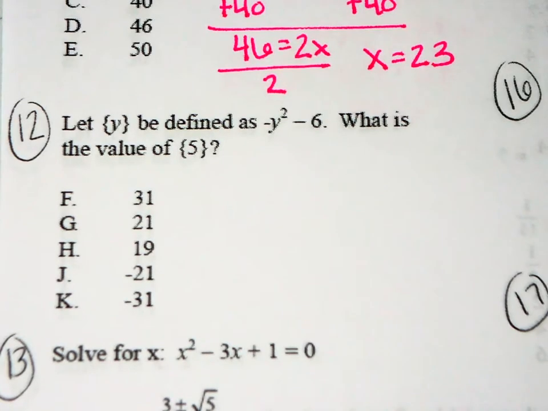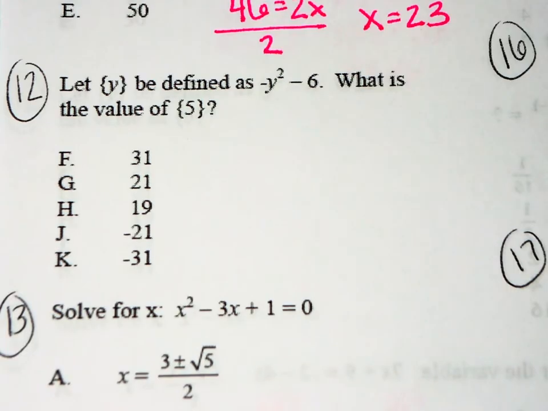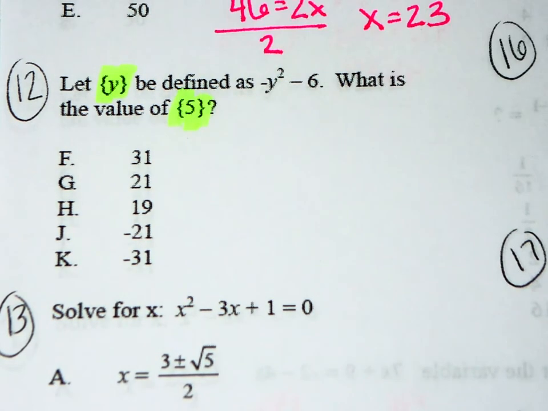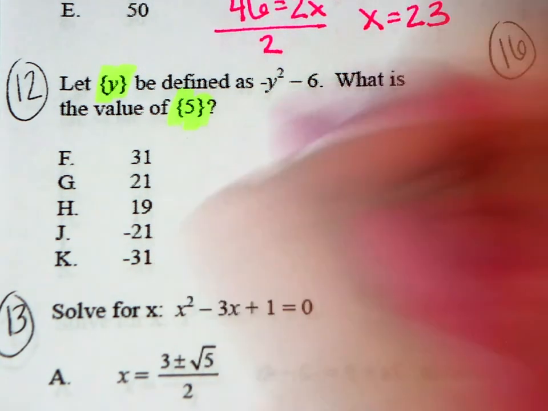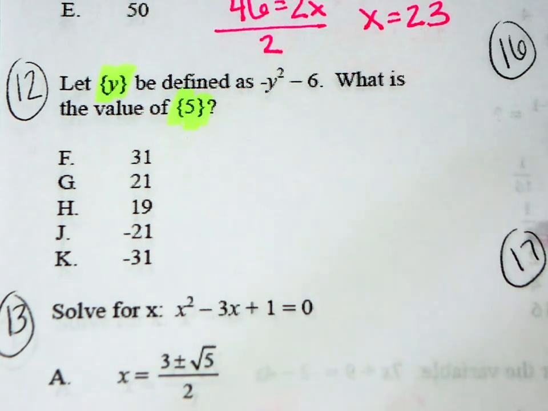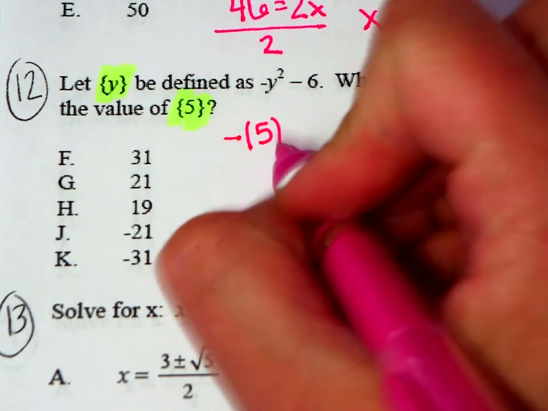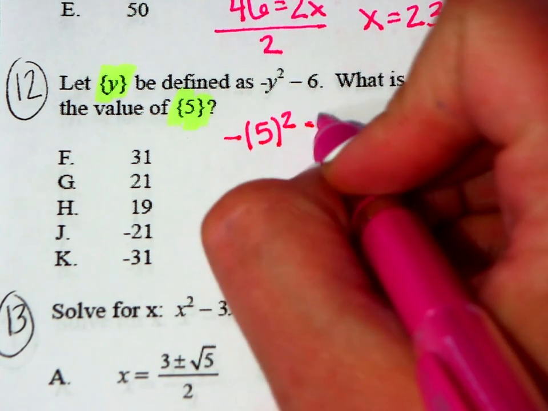All right, we want y to be defined as negative y squared minus 6. What is the value of braces 5? So this problem, again, is fancy substitution. Here we have y being replaced with 5, so that means we're just subbing in for y. When I do that, I want to be very careful because this problem is very tricky. Negative, we're replacing just y, minus 6.